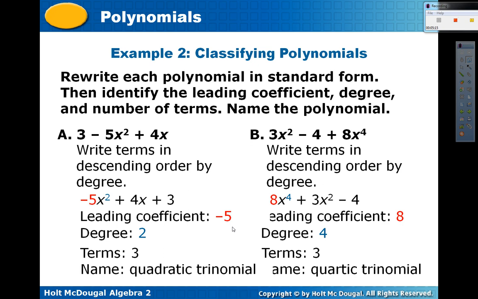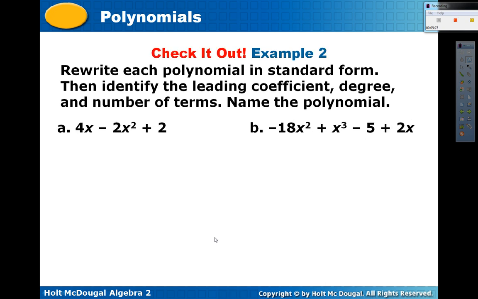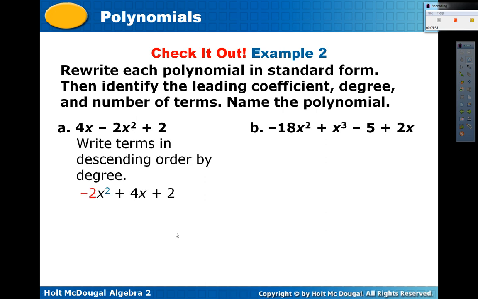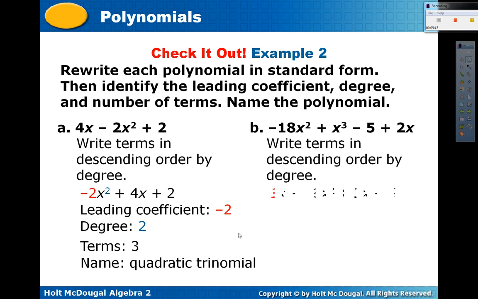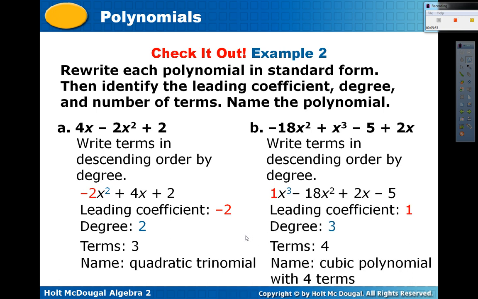All right, let's take a look at one more slide. For this one, for A, notice if I want to put that in descending order, my biggest degree is 2, so I'm going to have negative 2x squared plus 4x plus 2, which means my degree is 2, my lead coefficient is negative 2. There's 3 terms, so it's going to be a quadratic trinomial. For B, if I put that in descending order, x to the 3rd would come first, and then 18x squared, then 2x, and then negative 5, which means my degree is 3, my lead coefficient is 1. I have 4 terms, so it's what we call a cubic polynomial with 4 terms. And that's it for today's lesson.